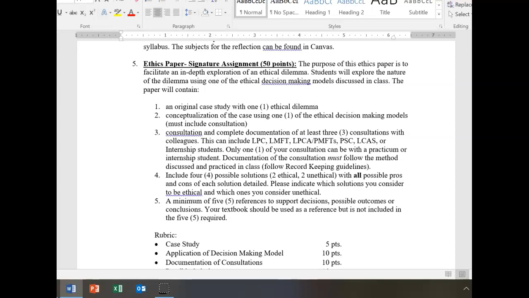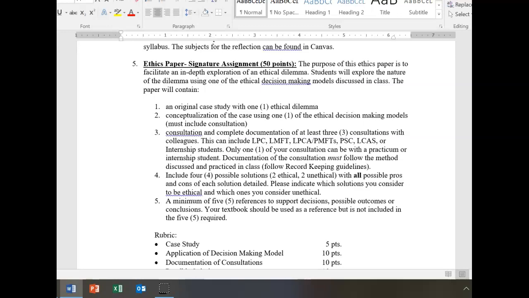We're going to go into more detail about this when we actually do meet, but this is your big major assignment for the course. What you're going to do is explore an ethical dilemma. You're going to create your own ethical dilemma, a scenario, a case study, a case vignette that includes an ethical decision in it. You're going to follow an ethical decision-making model.